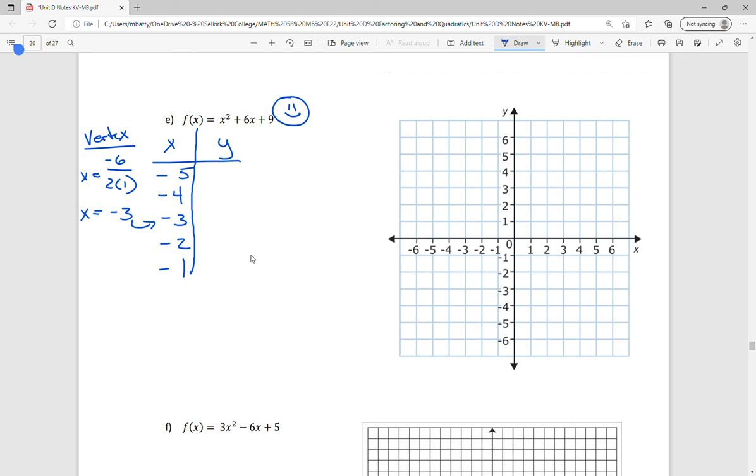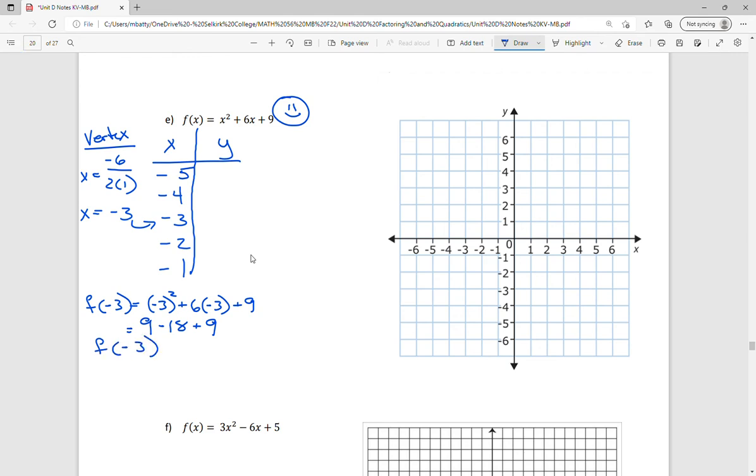Okay, let's start with my vertex. So f at -3 gives me -3 squared plus 6 times -3 plus 9. 9 minus 18 plus 9.